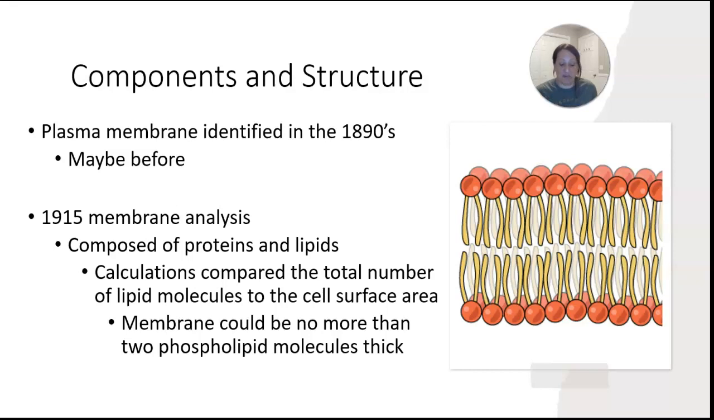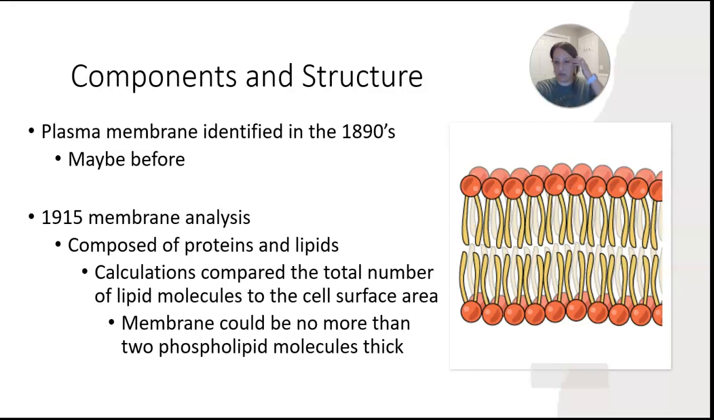And so what was found is that membranes are composed of two major components. And there's some other components as well that we'll talk about, but really two major components were found. And they were proteins and lipids. And it didn't matter what type of membrane was analyzed, they found these same two molecules. So proteins and lipids. Calculations were done that compared the total number of lipid molecules to cell surface area. And what scientists figured out is that the membrane could be no more than 2 phospholipid molecules thick.